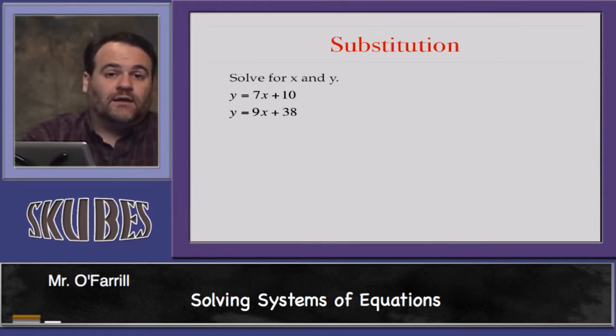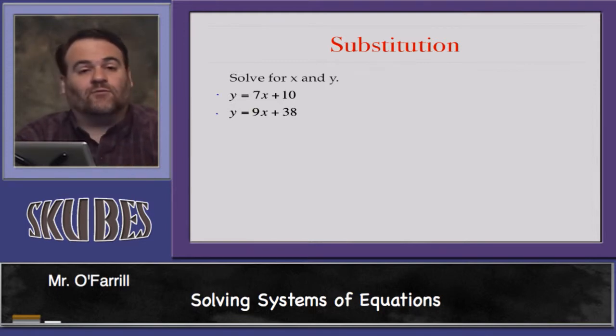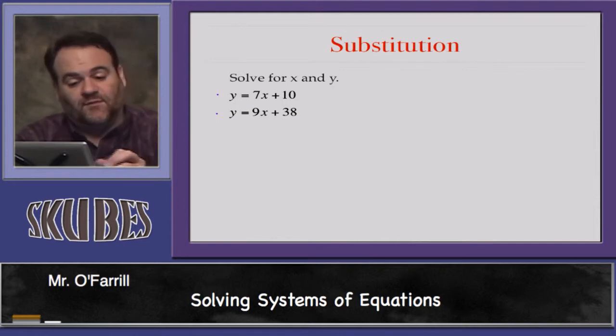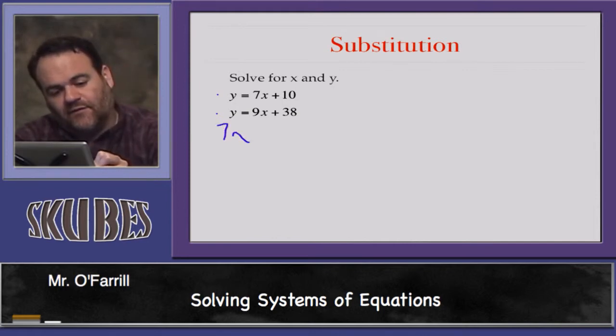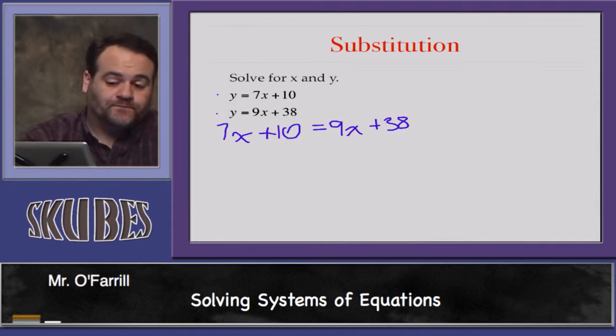So the first method we're going to look at is substitution as a way of solving systems of equations. In this first system, I've already got it set up where the first one is solved for y and the second one is solved for y. So in both equations we can replace the letter y with the other statement. We can say that 7x plus 10 equals 9x plus 38. And what we have now is a single equation where the variable appears on both sides.